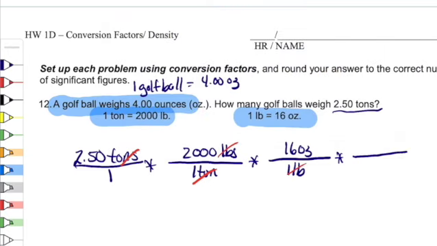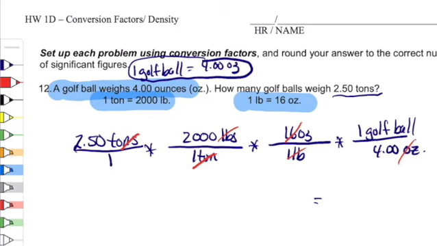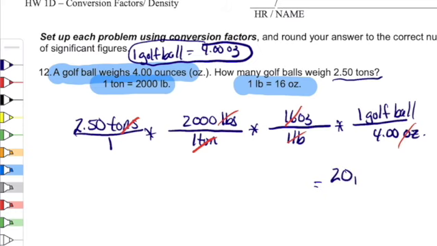And then finally, this equality comes from the implied equality from the question itself. If we had 1 golf ball, that would be 4.00 ounces. Everything cancels, but now we have only golf balls. So all I have to do is run that through my calculator, 2.50 times 2,000 times 16. I like to hit the equal after I do every one of these conversions. My answer is 20,000 years.